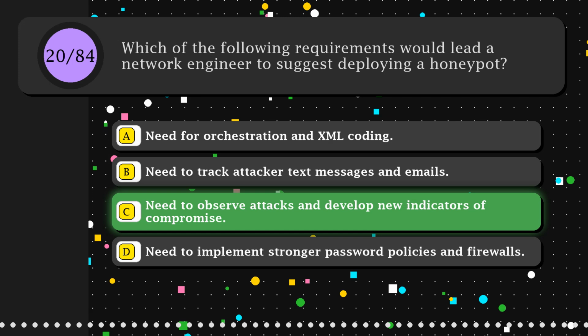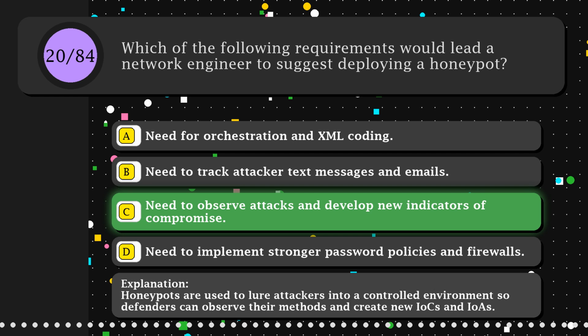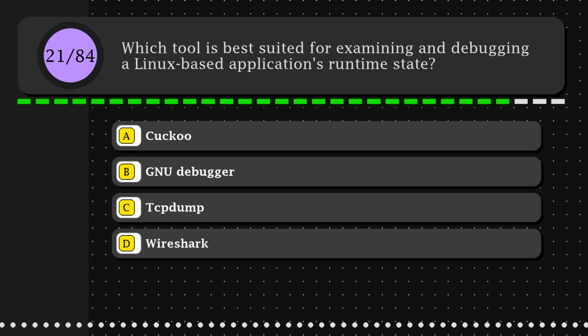The correct answer is option C, need to observe attacks and develop new indicators of compromise. Honeypots are used to lure attackers into a controlled environment so defenders can observe their methods and create new IOCs and IOAs. Question 21. Which tool is best suited for examining and debugging a Linux-based application's runtime state?